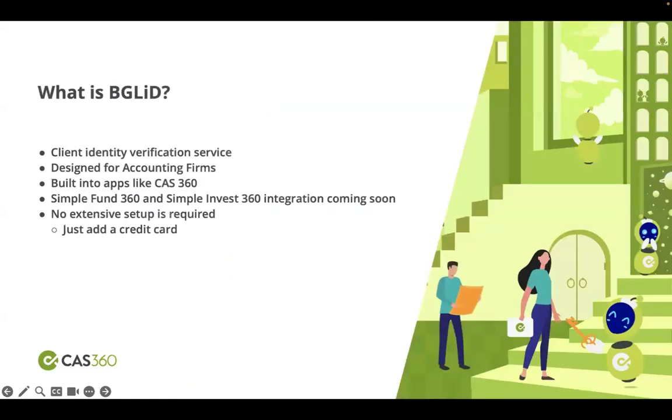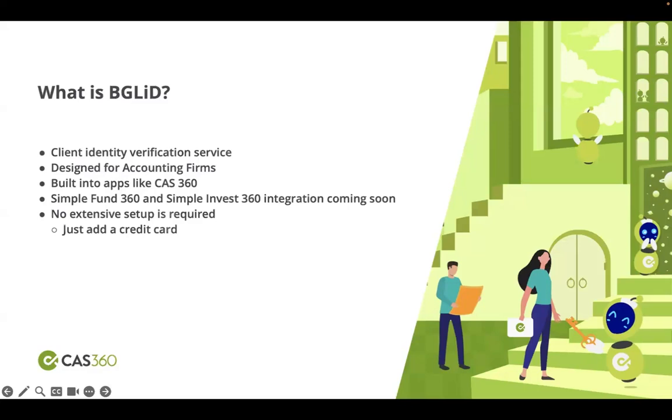So what is BGLiD? BGLiD is a new client identity verification service designed to help you verify the information your clients provide, ensuring it aligns with the identity documents they present. Since BGL specializes in software for accountants like yourselves, we've tailored BGLiD specifically for accounting firms. It seamlessly integrates with existing applications you're already using. For example, CAS 360, Simple Fund, and Simple Invest 360 to help you meet your compliance requirements efficiently. And we'll make sure to keep you updated on these developments anyway.